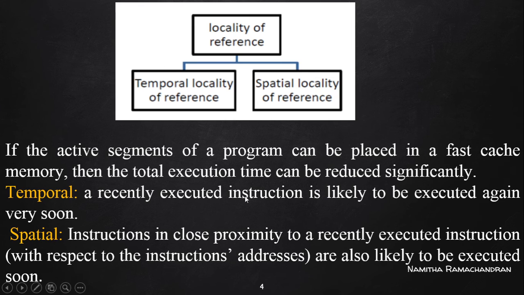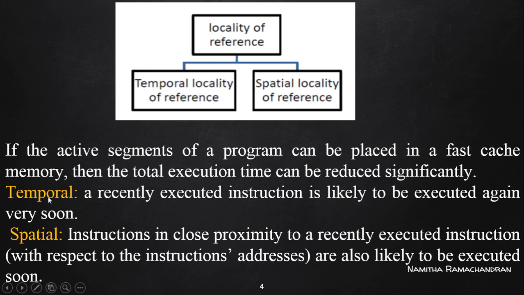If the active segment of a program can be placed in the fast cache memory, then the total execution time can be reduced significantly. That means if the active segment of the program code that is currently being executed is present in the cache memory, then we can increase the speed of memory access operation. What do I mean by this active segment? The active segment of a program is defined based on the temporal and spatial locality.